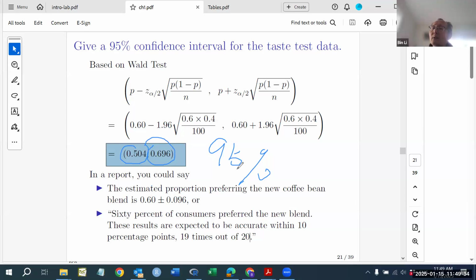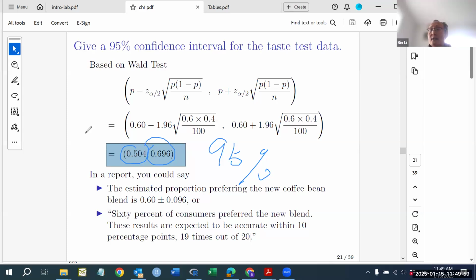Many people interpret it in a very different way, saying that this confidence interval can catch the random parameter 95% of the time. So this seems to suggest the parameter is random. No, the parameter is always there, it is fixed. But those limits are random.